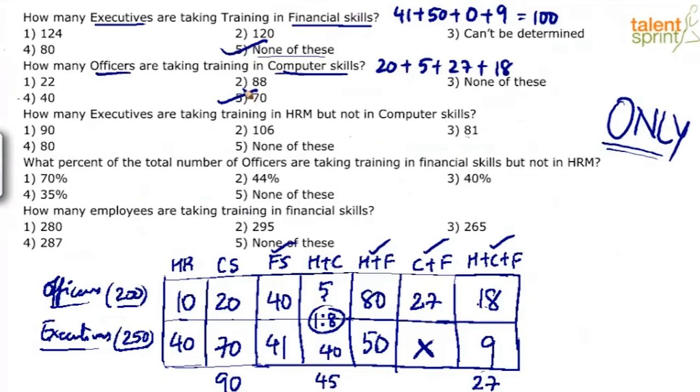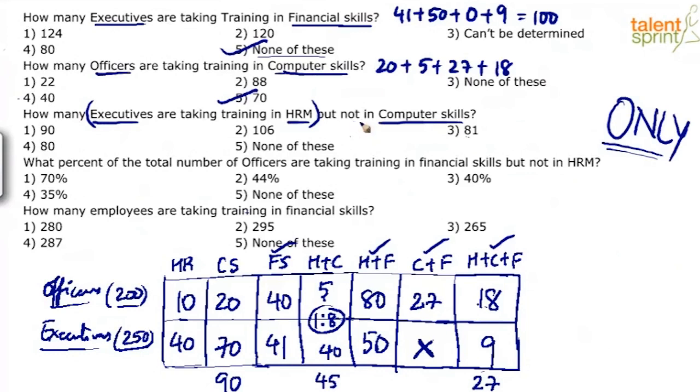Next question. How many executives are taking training in HRM but not in computer skills? Now this is important. What do you mean by this? Again, focus on this part. How many executives are taking training in HRM? What will you count as executives in HRM? 40 plus 40 plus 50 plus 9.